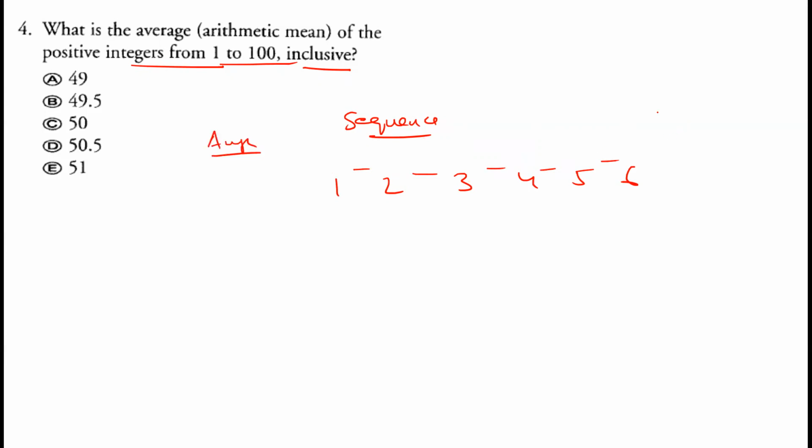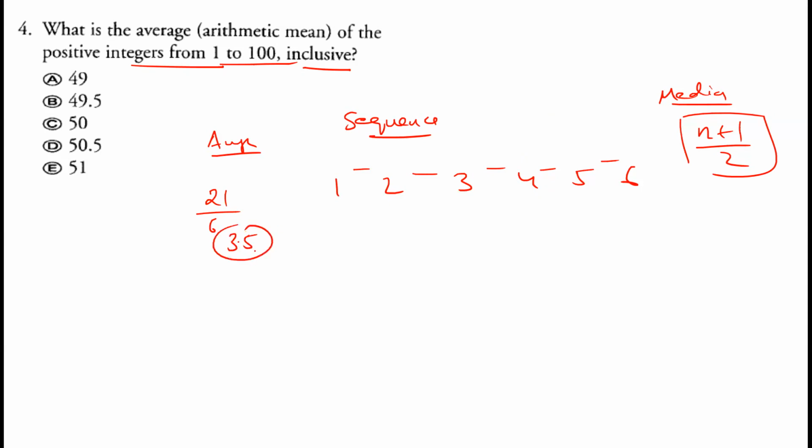Now, there's a very simple method to find the average for a sequence. The average is basically the median. It's (n plus 1) divided by 2, that is, the (n plus 1) divided by 2-th number. So if we have 1, 2, 3, 4, 5, 6 and want to calculate the average, we can add them up: 1 plus 2 is 3, 3 plus 3 is 6, 6 plus 4 is 10, 15, 21. So 21 divided by 6 gives us 3.5. This is your average.